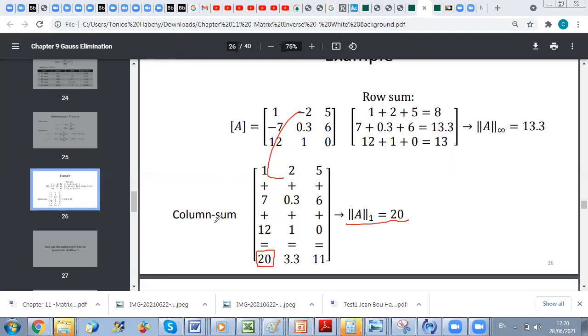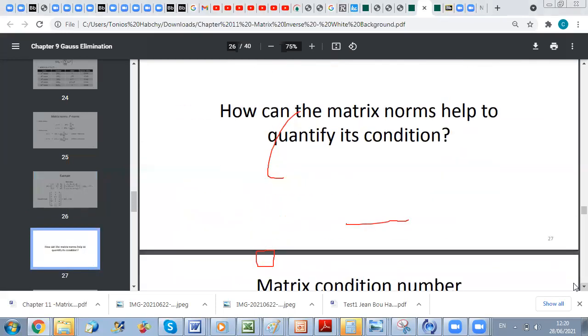Okay. Now, how to use these norms? We will now introduce how to calculate the condition of a matrix, and you will see how the condition of a matrix will be an index of the degree of illness of the matrix. So if it's well conditioned, if it's ill conditioned, etc. So how to quantify the condition?